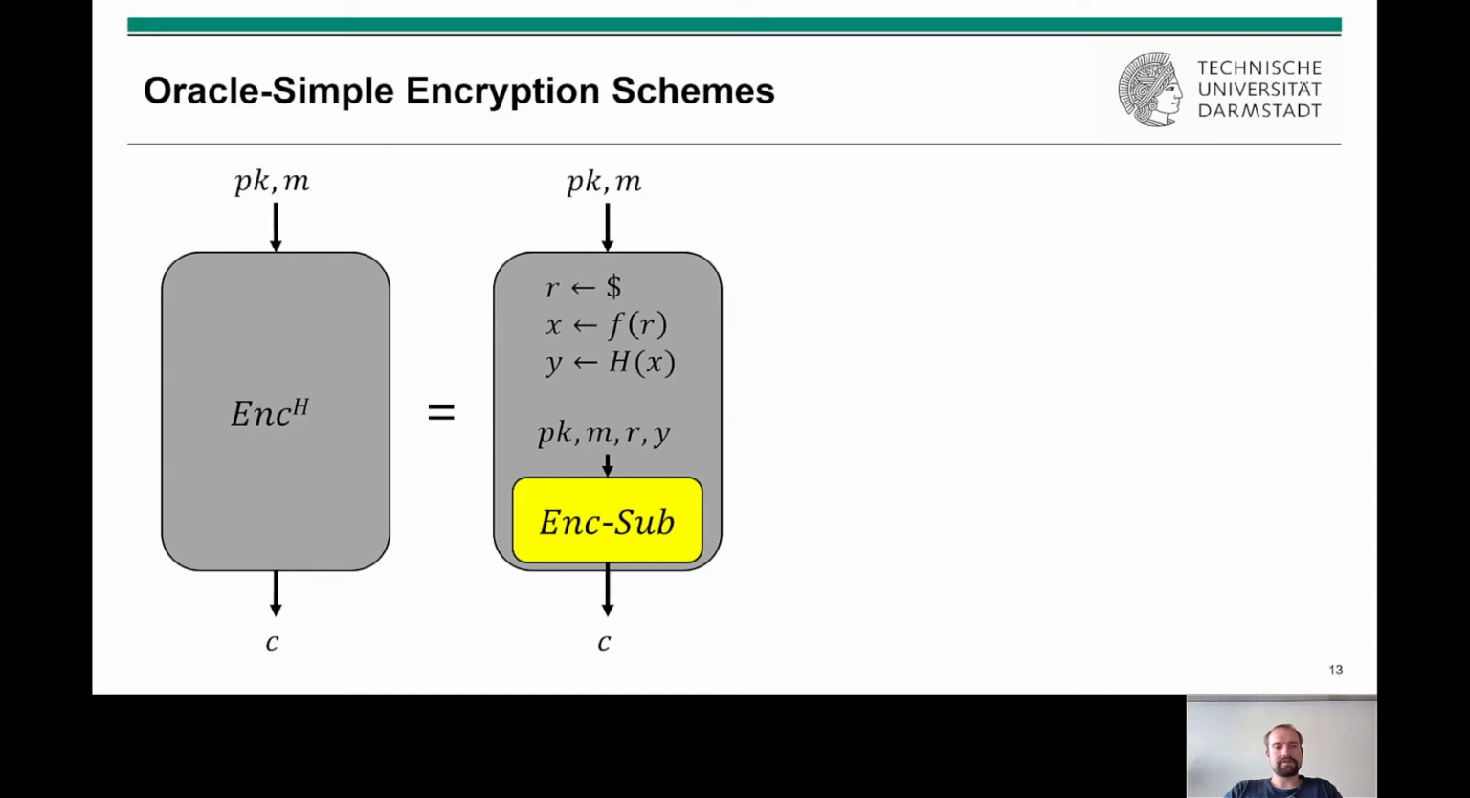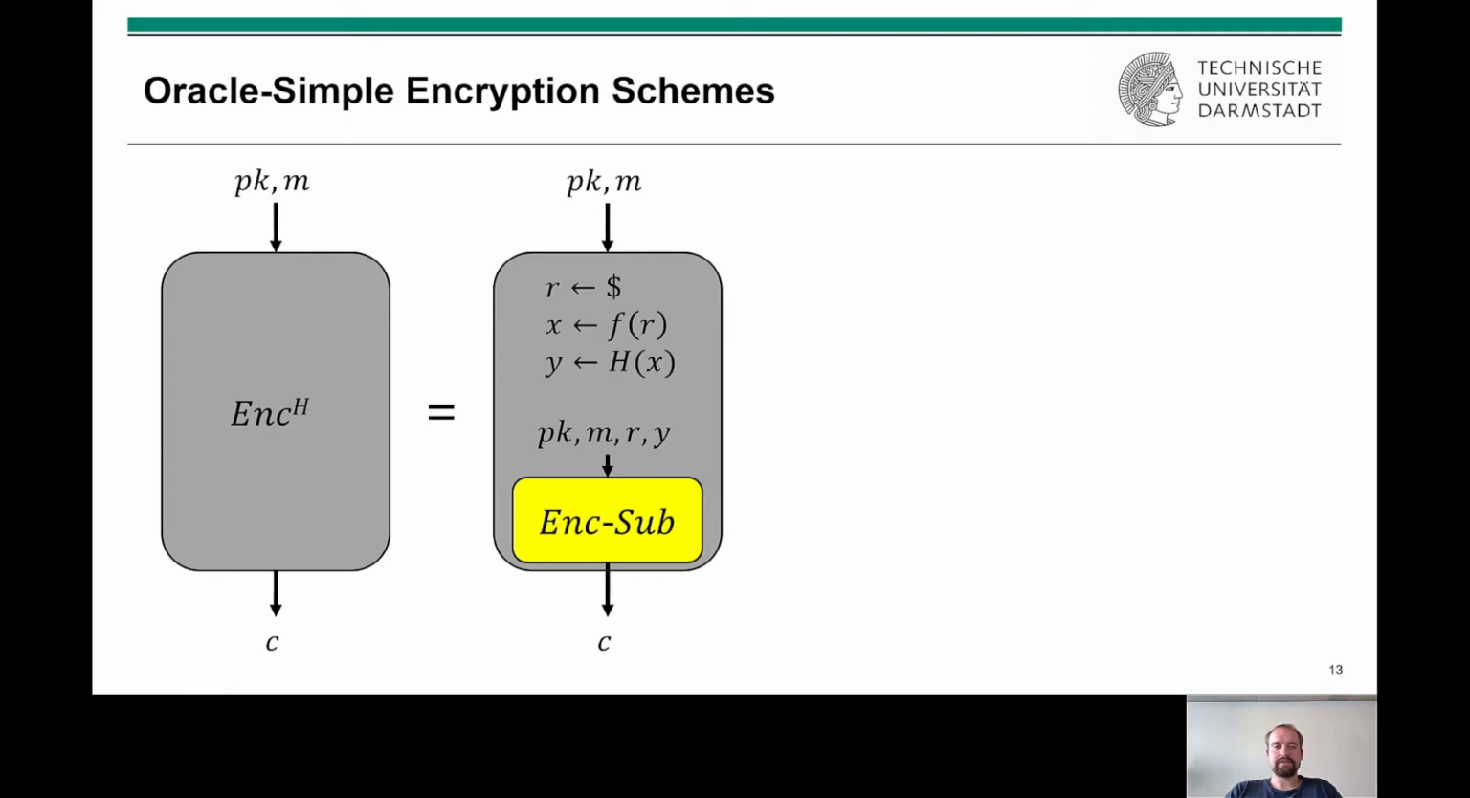Now, here we have the encryption algorithm, and for an oracle-simple encryption scheme, the encryption algorithm does the following. It first will sample a value R at random. It then applies some deterministic function f to R to get some value x, and then invokes the random oracle on this value x to get the output y. And then the actual ciphertext is computed using a subroutine EncSub, which takes the public key, the message, this randomly sampled value R, and the output y of the random oracle as input, and then outputs the ciphertext.